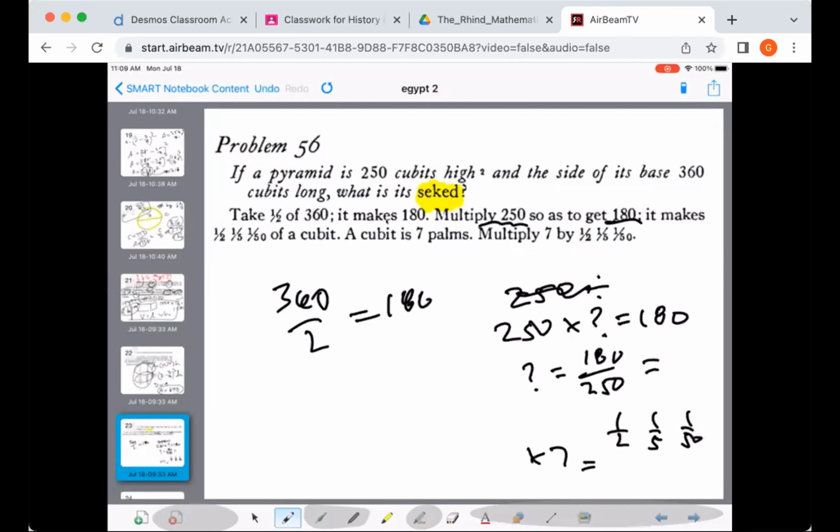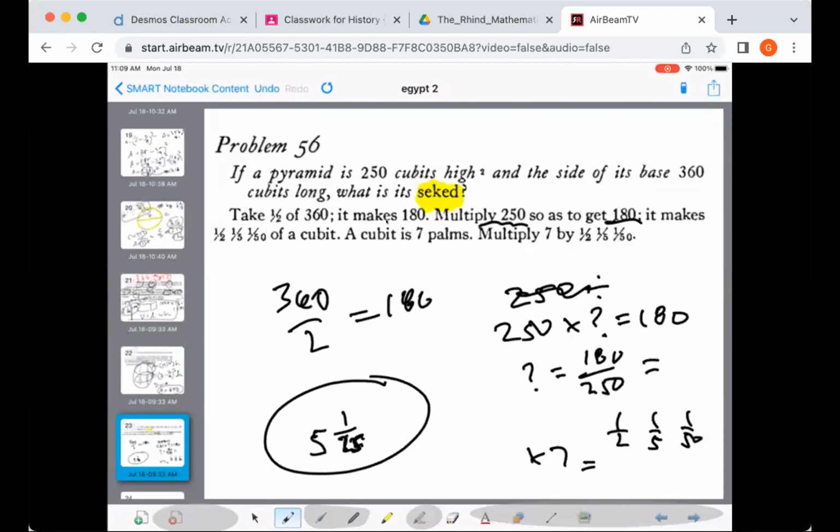Hold on, where's the answer? I think I cut it off by accident. Hold on a second. The answer is supposed to be 5 and 1/25.